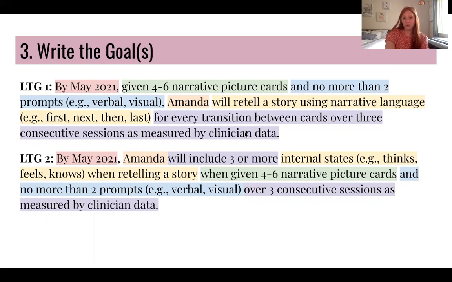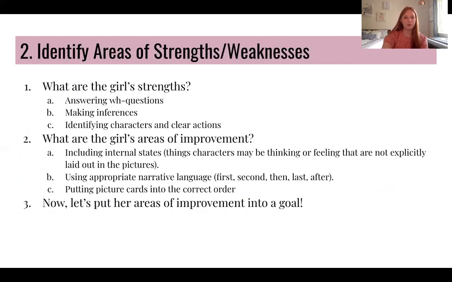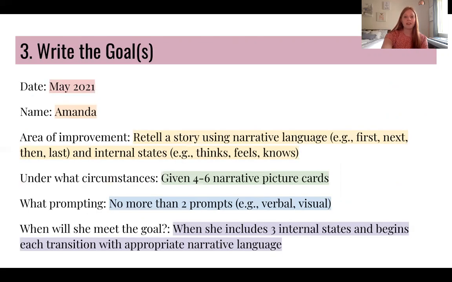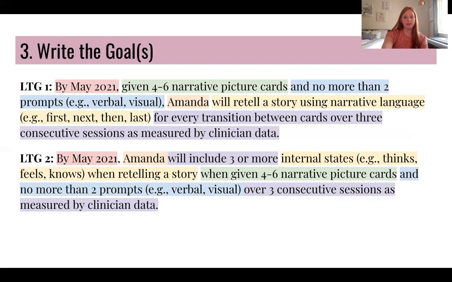I think that's a pretty good goal, right? It's very clear, it's realistic, it has the date, her name, the context, the task, the prompting, everything that you need included. And all we had to do was take some data, divide the data into areas of strengths and weaknesses, and then put it down into this goal outline of the date, name, area of improvement, under what circumstances, what prompting, and when is she going to meet the goal. And then you can just copy paste that straight into one organized goal. And I think that looks like a really good one.